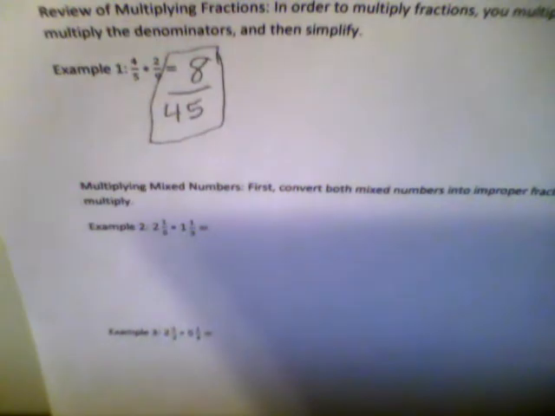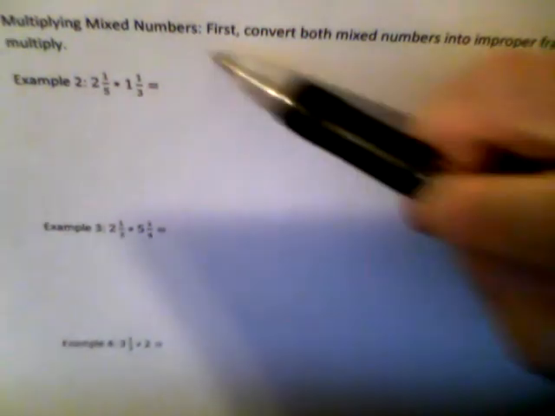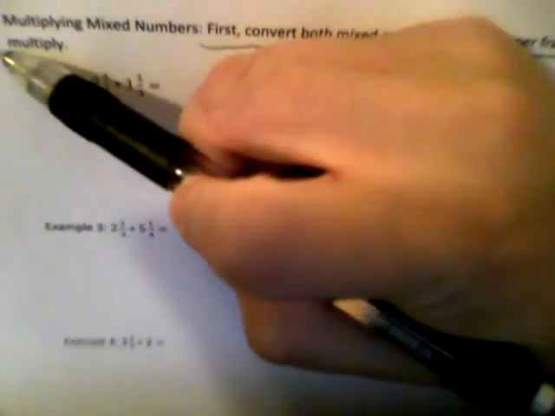Okay, so that's how I multiply fractions. Multiplying mixed numbers is very similar. The only difference is you have to first convert the mixed numbers into improper fractions. So let's go ahead and look at a couple of examples. I'm going to move my paper up. So again, to multiply mixed numbers, I would underline this rule if I were you. You first convert both mixed numbers into improper fractions, and then you just multiply.